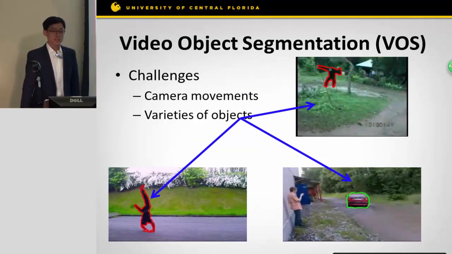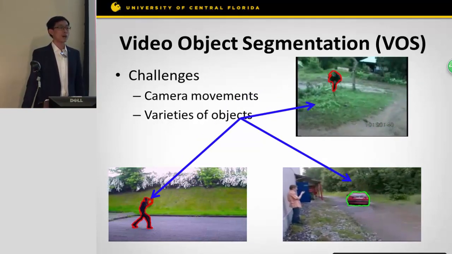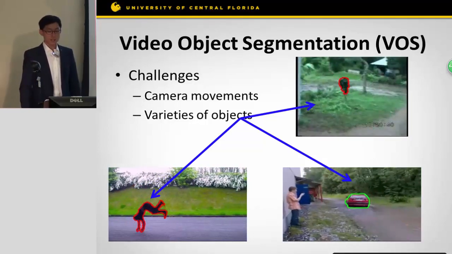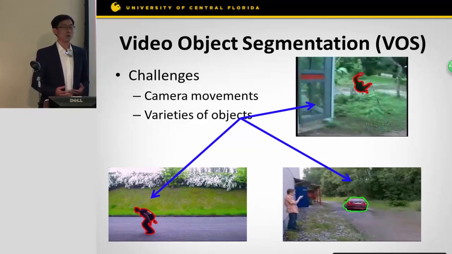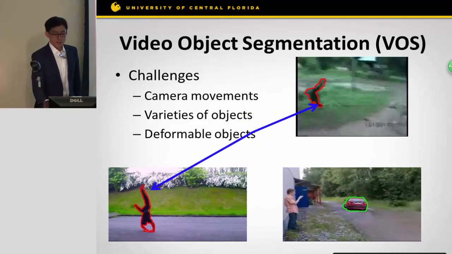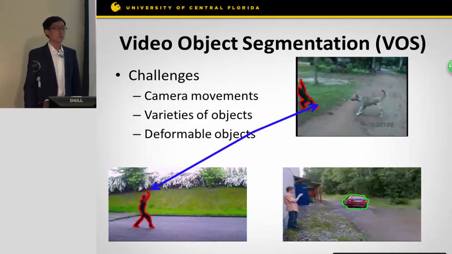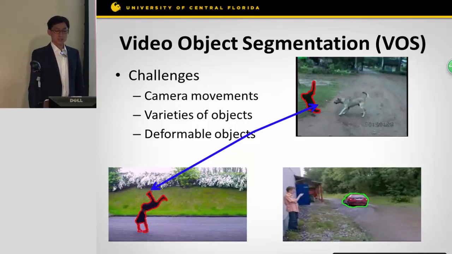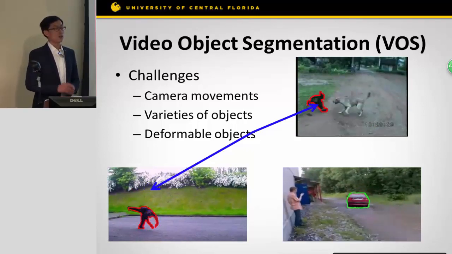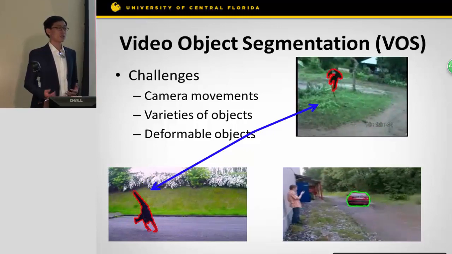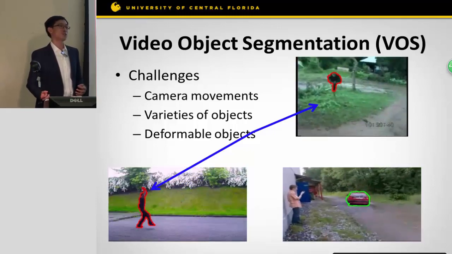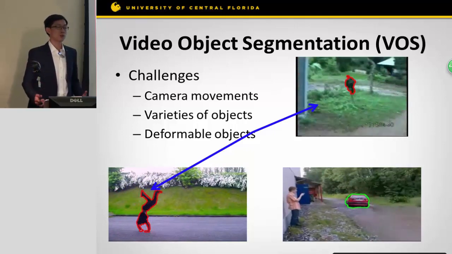And the second challenge is that we have to handle different types of object classes, which means that we cannot just simply build a model for a specific object class. And the third challenge is due to the deformation of the objects. As you can see, especially for the animals or the people, they have different body parts, so it's very difficult to capture the body parts and segment them accurately.